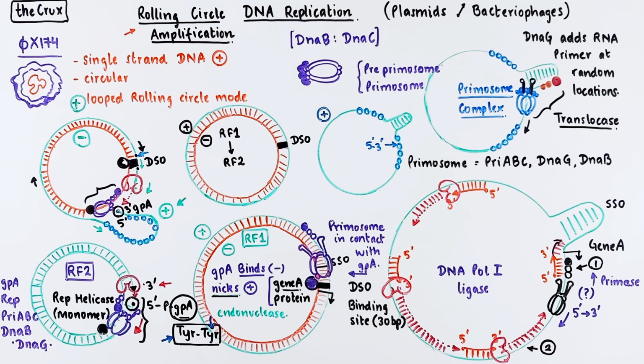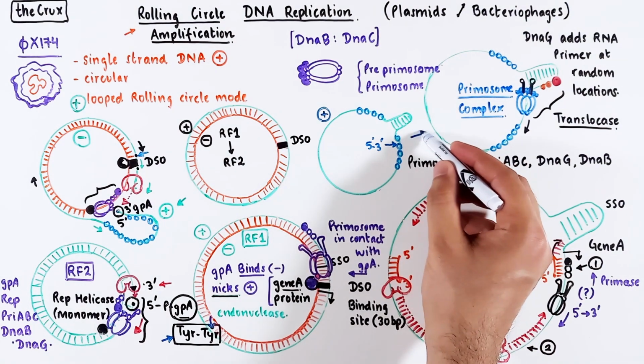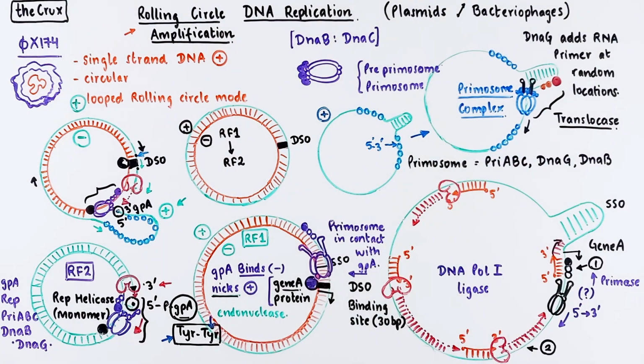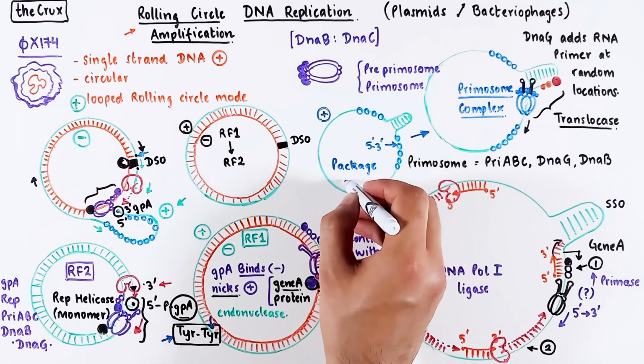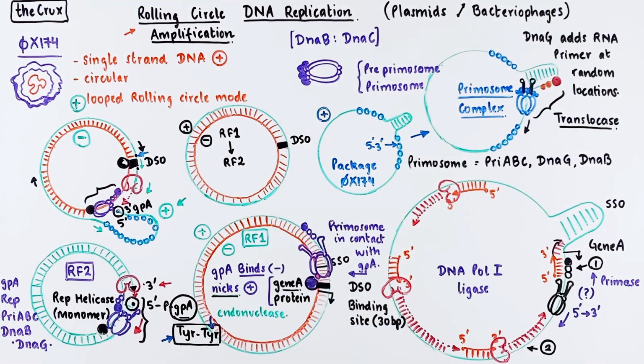Depending on how many cycles you go through on the RF2, you can have many copies of this plus strand, which can either restart the primosome assembly at the pas site, or it can be packaged to make new virus particles. We discussed that the M13 rolling circle was fully continuous on both plus and minus strands.